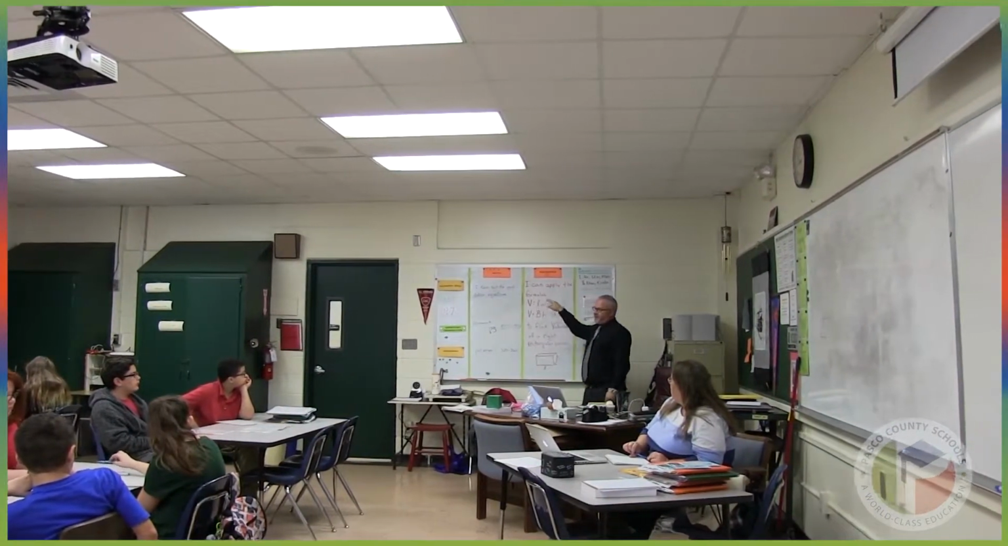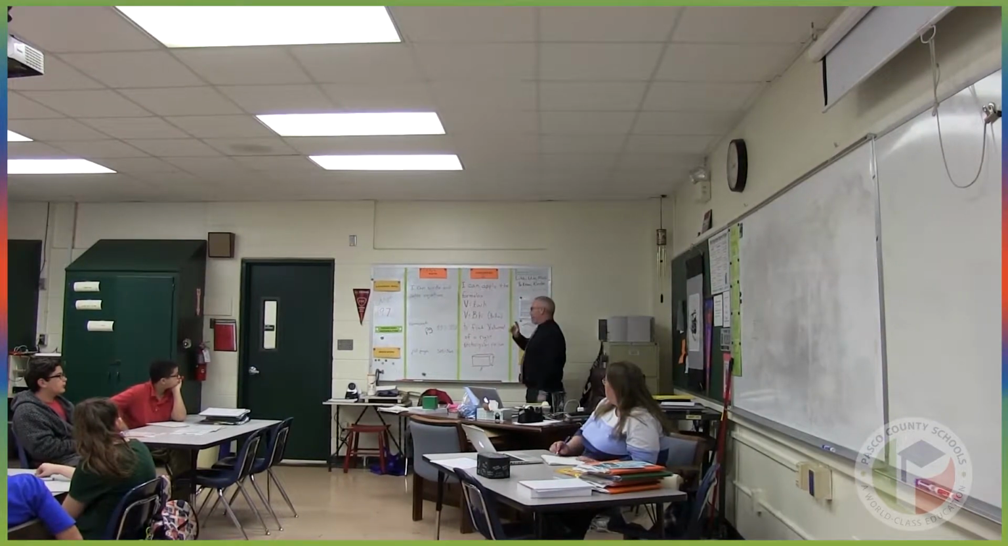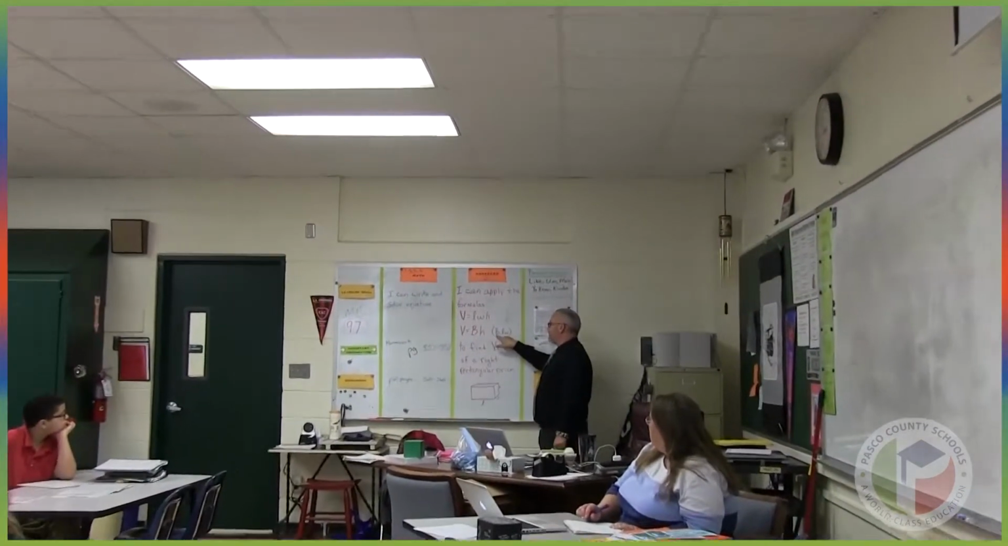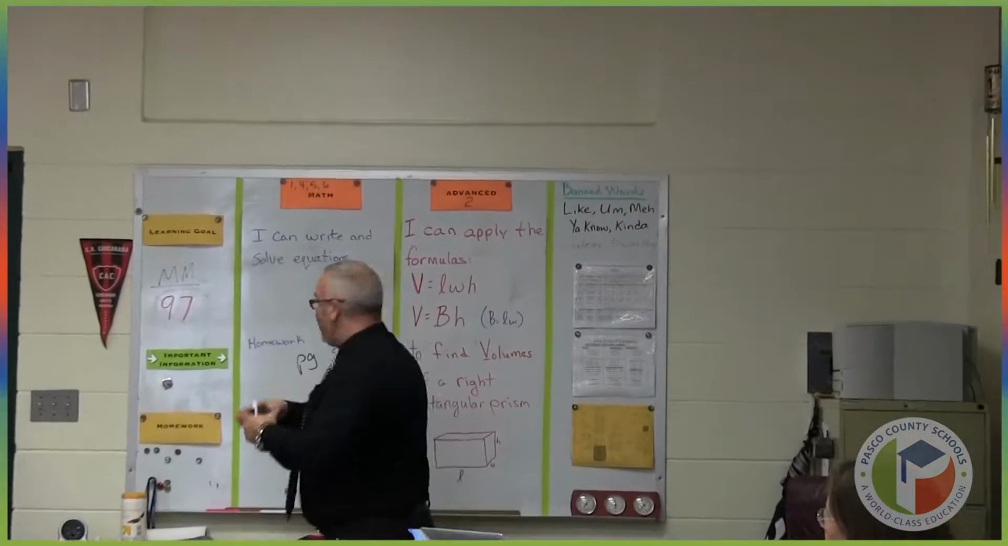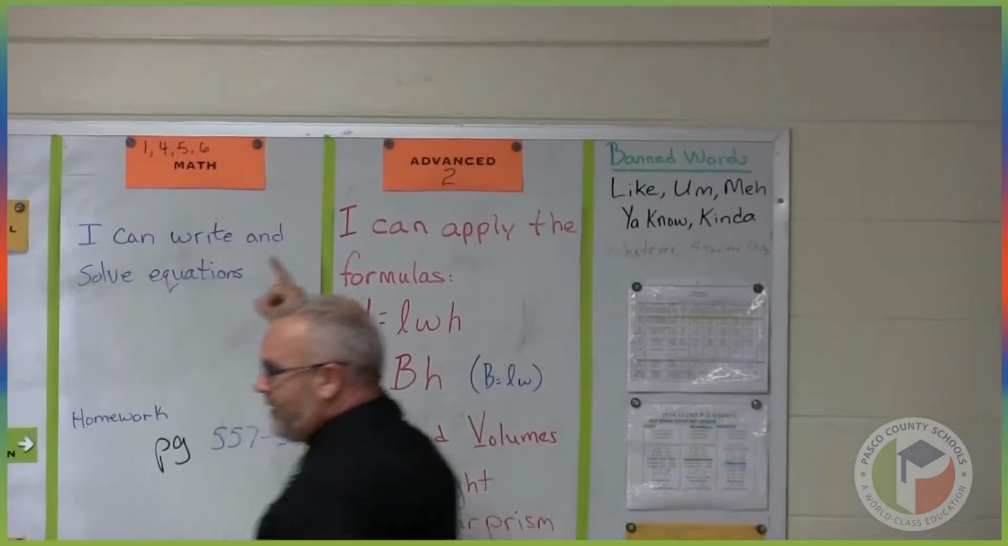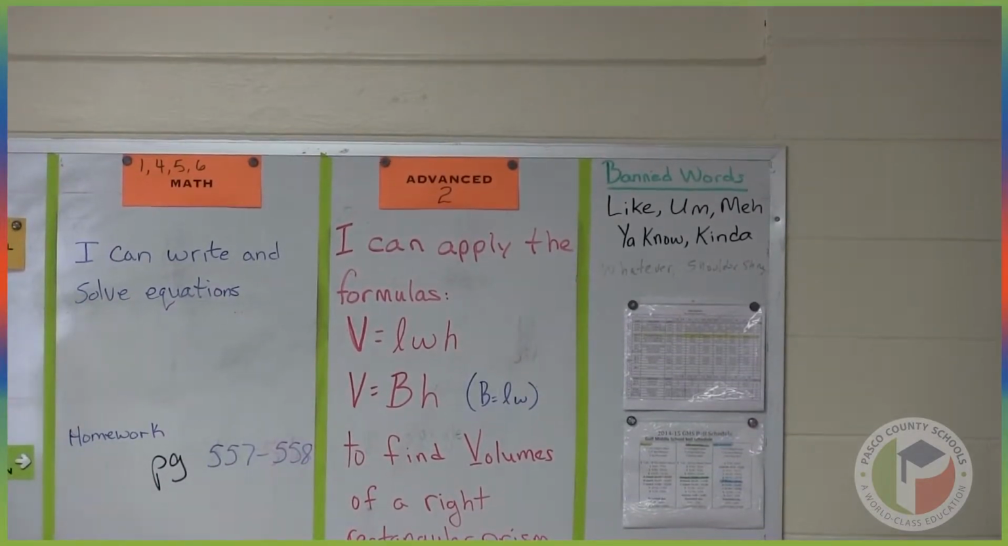It's a capital B. And remember, I told you a capital variable is going to mean something different. In this case, a capital B means length times width. So we find the area of one level and then simply multiply it by the height. All right?